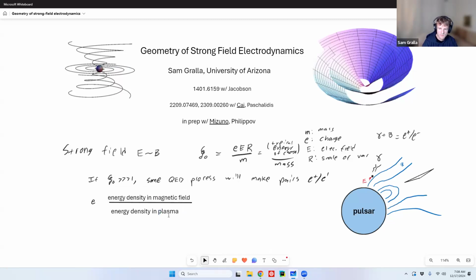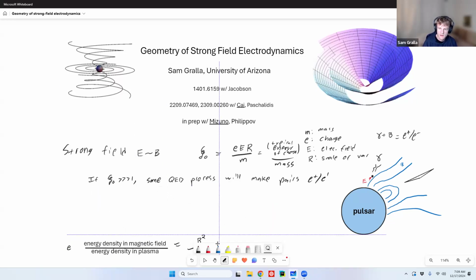And let's work out what they are. So the energy density in the magnetic field, that's going to be B squared. Not going to worry about units here. And then the energy density in the plasma, I haven't worked out that yet. We have to figure out when this thing shuts off. So hold that thought. We have to figure out the mass density of the plasma here. And let's work out how much plasma.